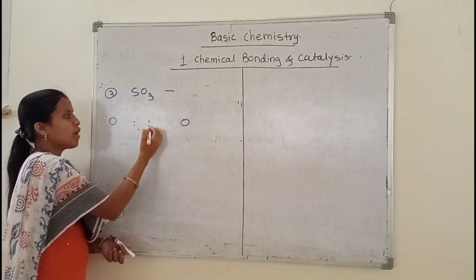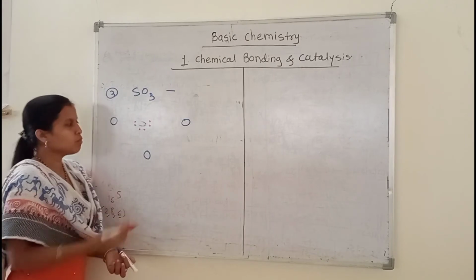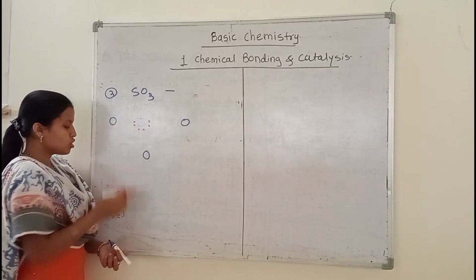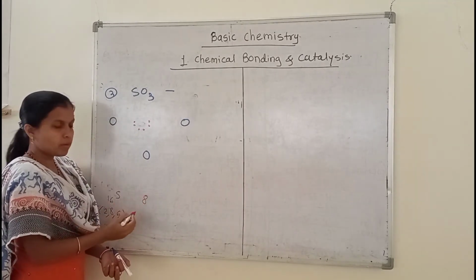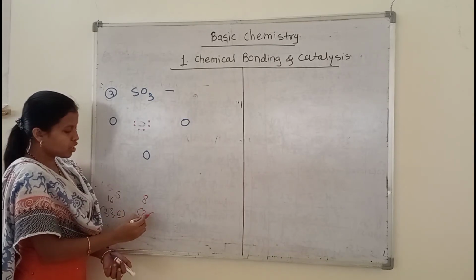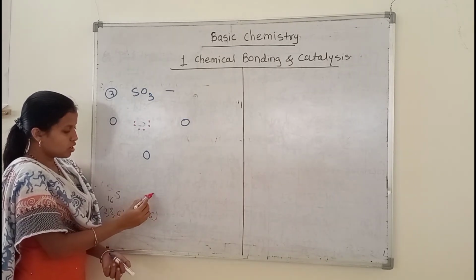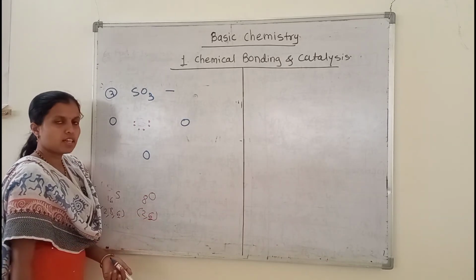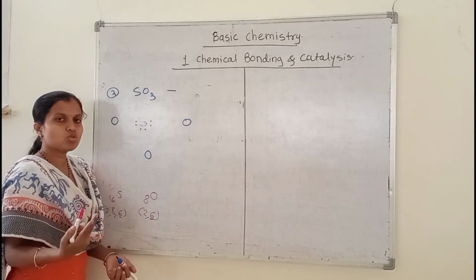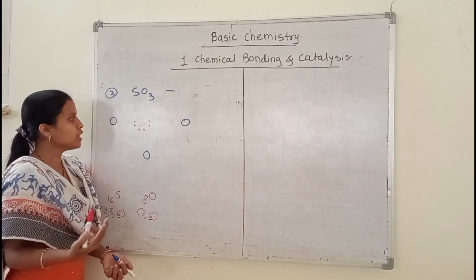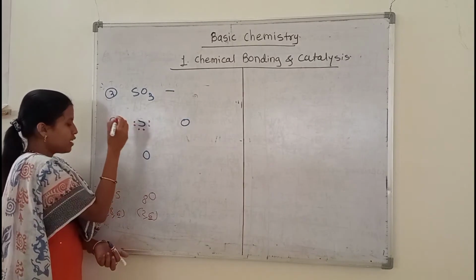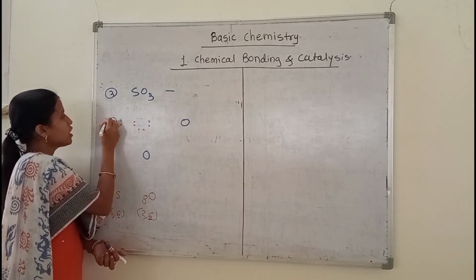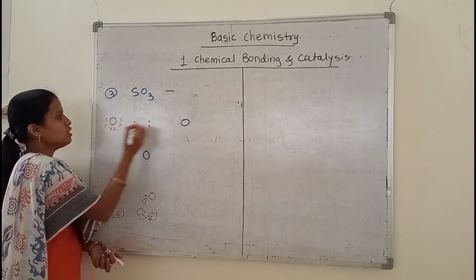So, these are the valence electrons present in the sulfur atom. We represent them by dots. The oxygen atom has atomic number 8, so its electronic configuration is 2, 6. The outermost shell of oxygen contains 6 electrons, so it also requires 2 more electrons to complete its octet. That's why we write its outermost shell electrons by the cross sign.